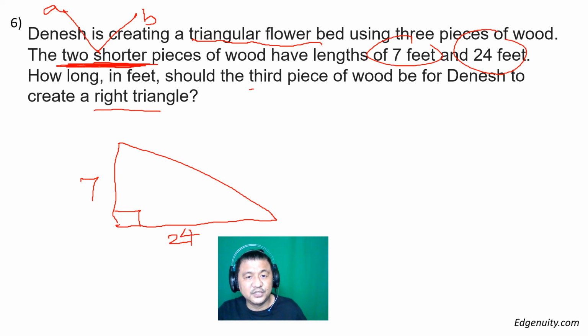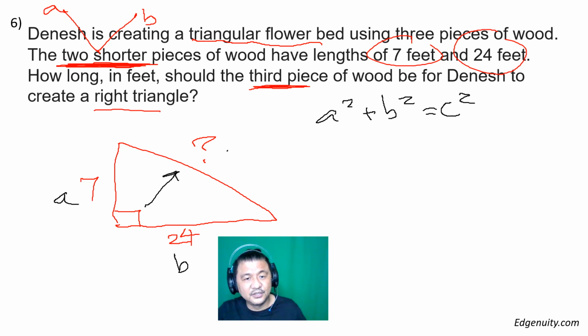How long in feet should the third piece be? I don't know what that would be. Well, let's solve it. Let's use your Pythagorean theorem. A squared plus B squared should be equal to what? C squared. So you're my A, you're my B. Obviously, you're the longest side. You're my C. Okay, so let's write it down. My A is what number? 7. What's my B? Yes, 24. Okay. Squared, write the square, should be equal to C squared.